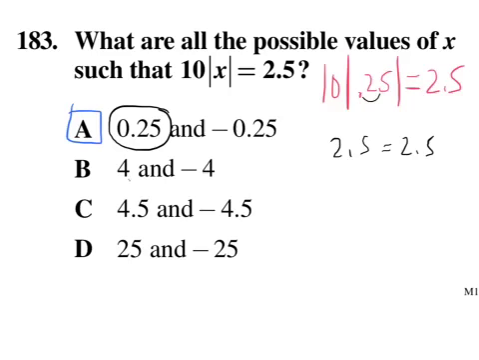For instance, if you plug in 4, what's 4 times 10? 40. That's not that. 4.5? No, that's 45. No, I mean, none of these will work. This looks like it might work. But what's 25 times 10? 250. That's 250. That's not 2.5.